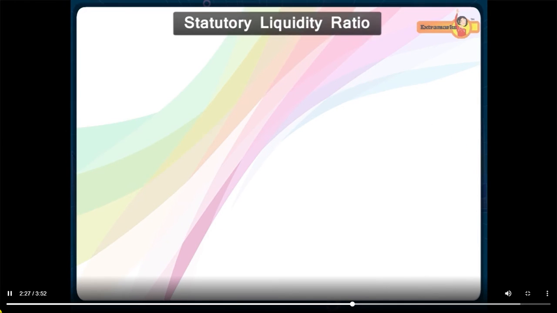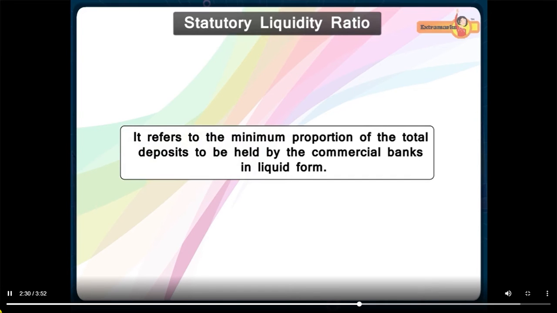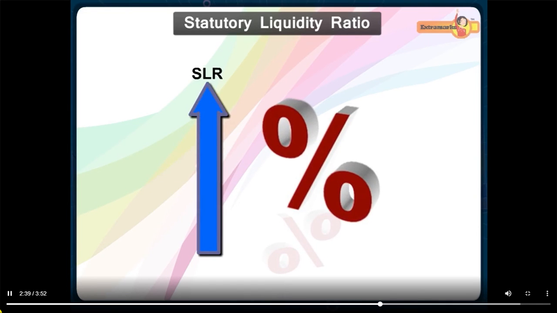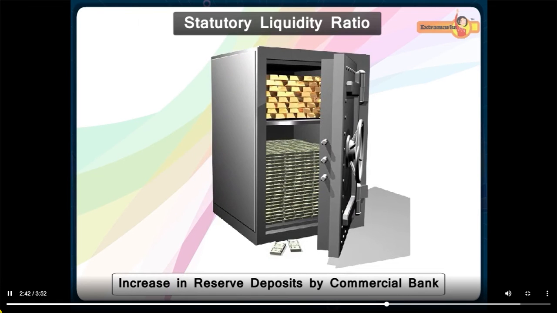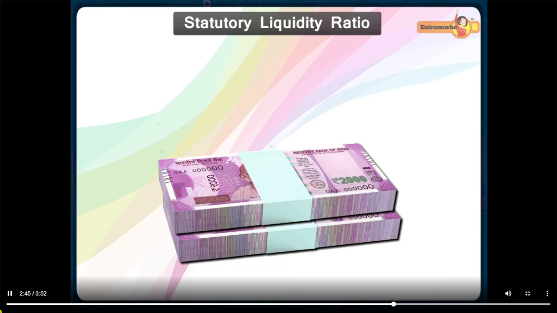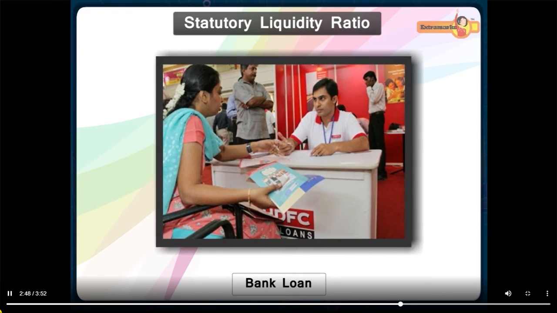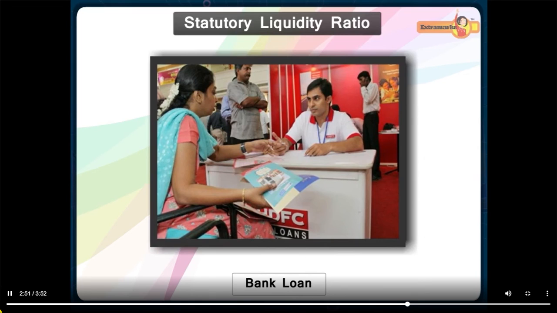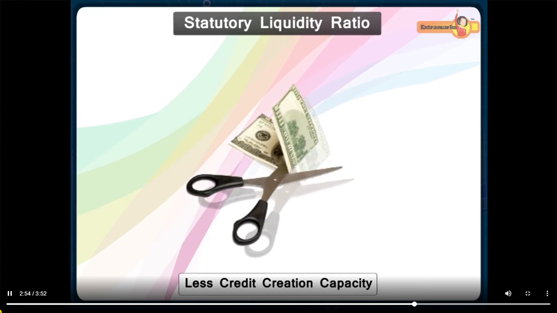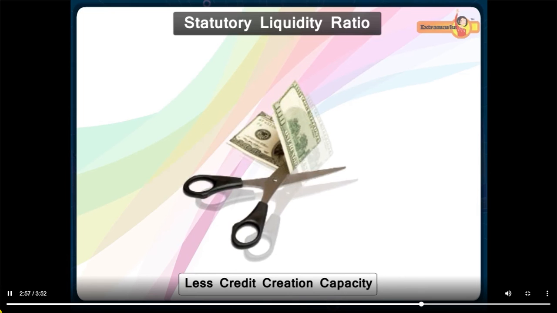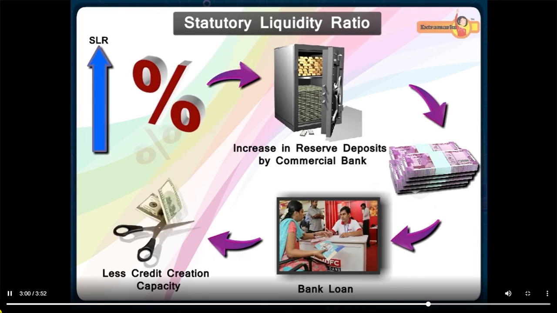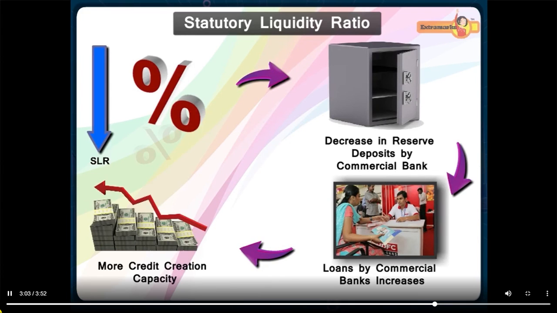Statutory liquidity ratio. It refers to the minimum proportion of the total deposits to be held by the commercial banks in liquid form. Increase in the statutory liquidity ratio will force commercial banks to keep more cash as reserves. When the cash reserve increases, it discourages the bank to lend more money in the economy, thus leading to less flow of money or credit creation capacity. And vice versa when the central bank reduces the statutory liquidity ratio or SLR.